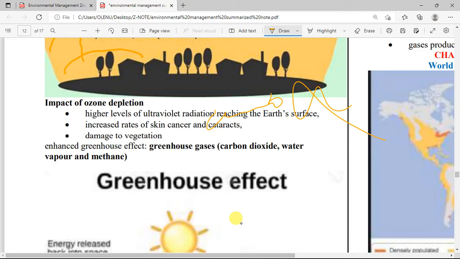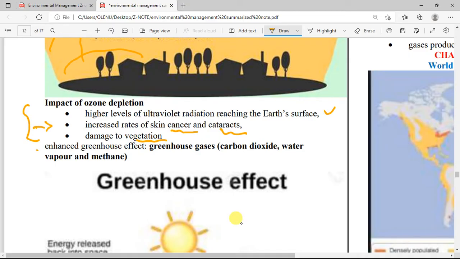Now, what is the impact of ozone layer depletion? Once the ozone layer is depleted, there will be a high rate of ultraviolet radiation reaching the earth. Remember, one major function of this ozone layer is to trap ultraviolet radiation, absorb it and reflect it back to space. But if it is no longer there, there will be no absorption taking place, so it will be able to reach the earth's surface, and thereby the earth will be extremely warm, which can lead to skin cancer, cause cataracts, and also destroy vegetation. So those are the major impacts.